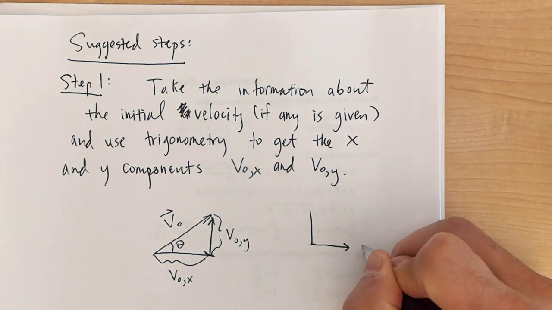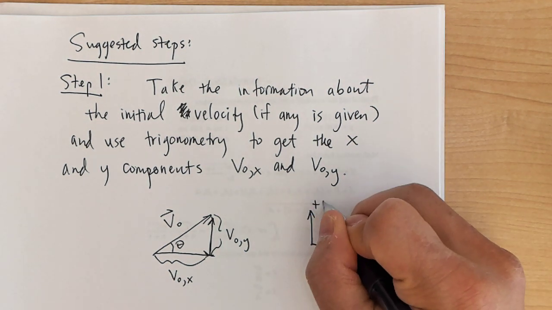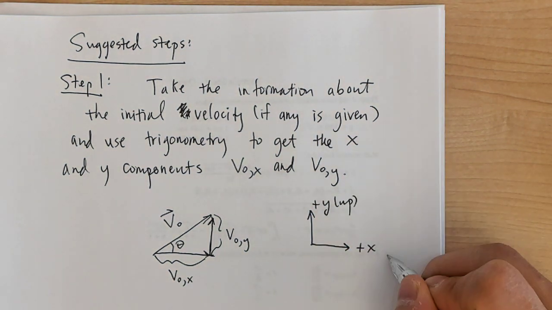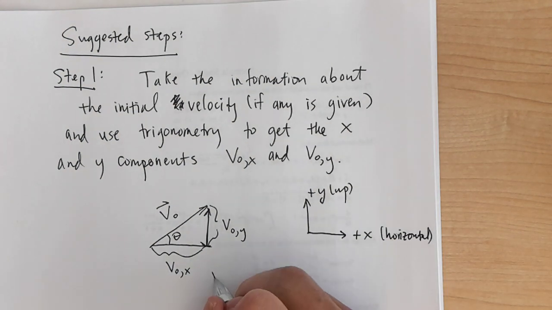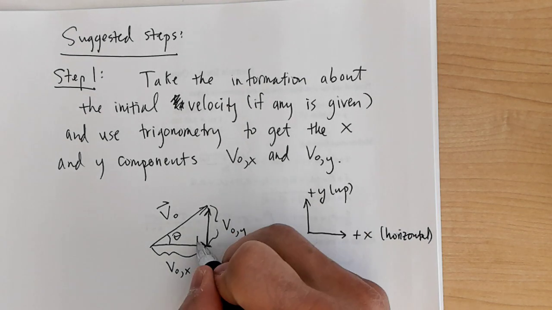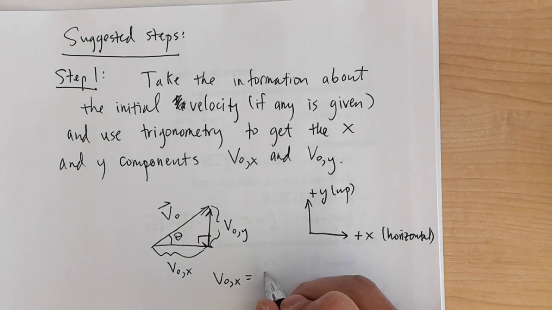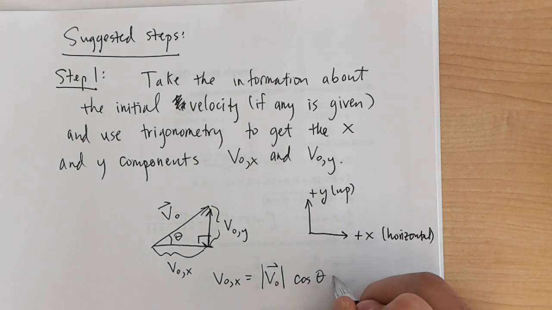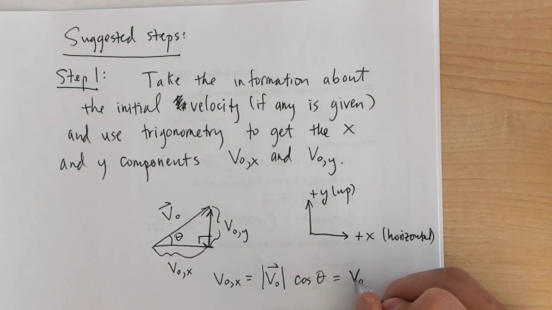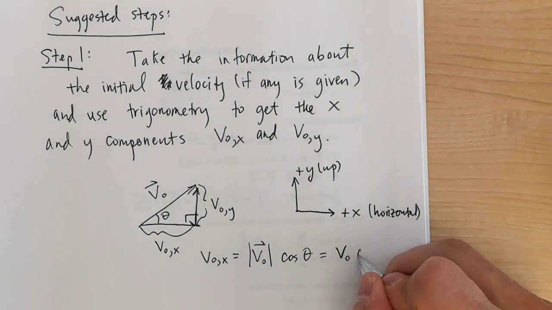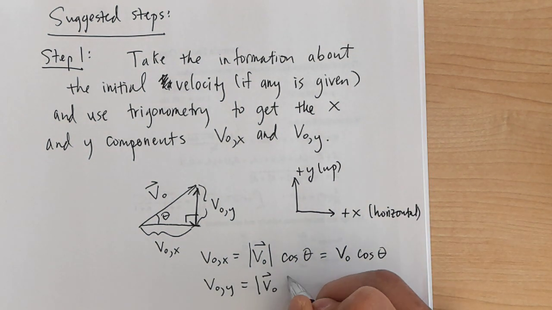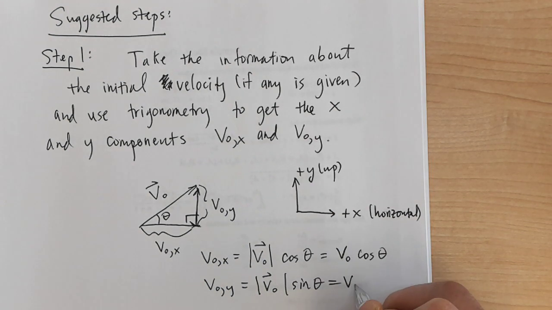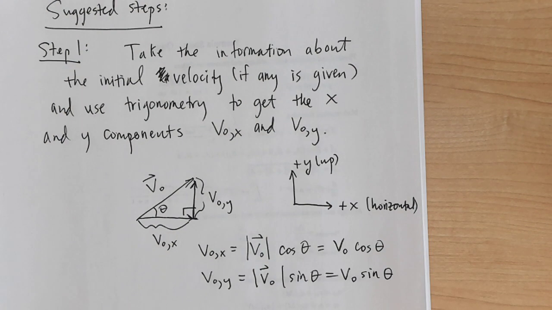If I take this to be positive x and this to be positive y, so this is up and this is horizontal, then v0x will be obviously the adjacent side, so we have v0, the magnitude of v0, cosine theta. If we use the shorthand v0 without the vector hat as the magnitude, then just write v0 cosine theta. And then v0y will be the magnitude times the sine of theta, or just plain v0 times sine theta.